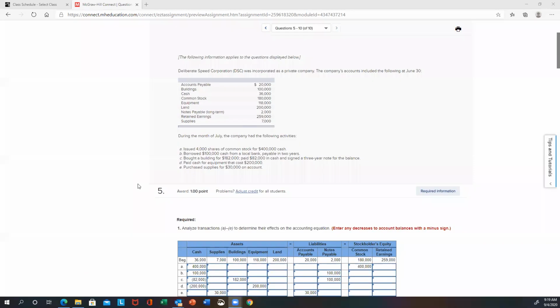They don't want you to do an income statement or retained earnings statement, because when we go through these transactions, you'll notice there are no revenue, again, or expense transactions. These are all, again, balance sheet related.